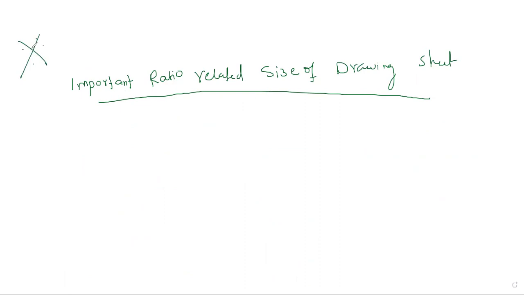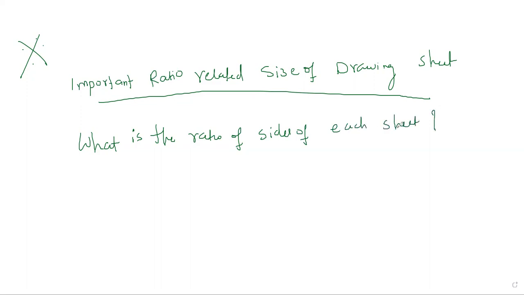So, the ratio of sides of each sheet. What is the ratio of sides of each sheet? It may be asked in an objective type question. The right answer is 1:√2. If I take the side ratio between A0 and A1, or A1 and A2, then I am getting 1:√2.